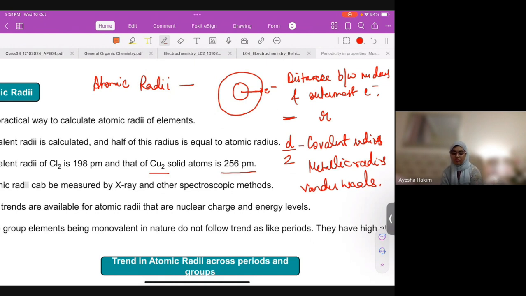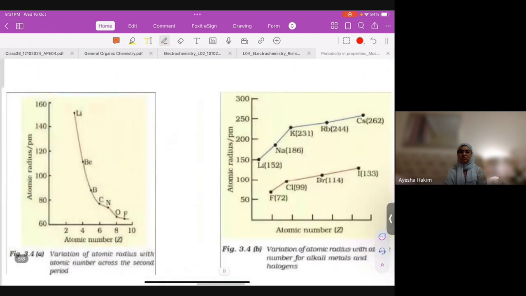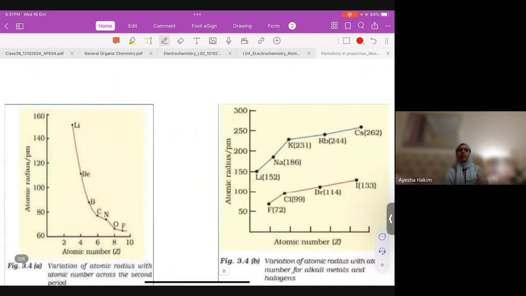So what do you think the atomic radii trend will be when I move from left to right? It will increase. No, it will not increase across a period. Okay, so I'll make you understand this now. See, say you have a nucleus and you have an electron. Okay, fine. So now what is happening? This is your atomic radii.